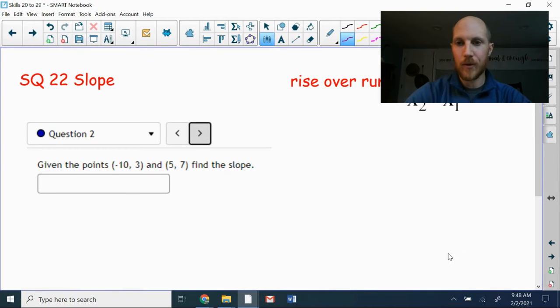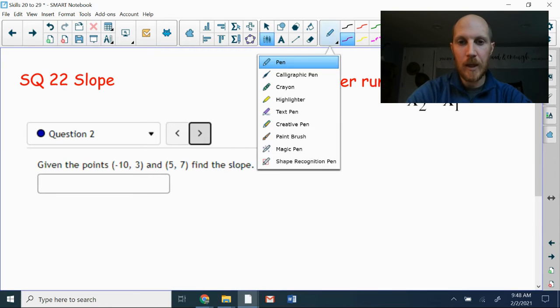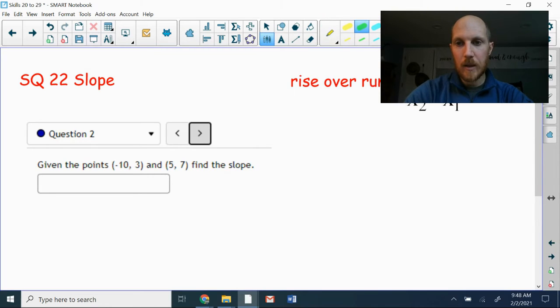Okay, also a slope question. This time I'm given the coordinates of some points, (-10, 3) and (5, 7). I need to find the slope between those 2 points. So I'm going to use my slope formula. So I need to identify the y coordinates because those are going to go onto the top part of my slope fraction. So I'm going to highlight both of the y coordinates in green. I'm going to subtract those two.